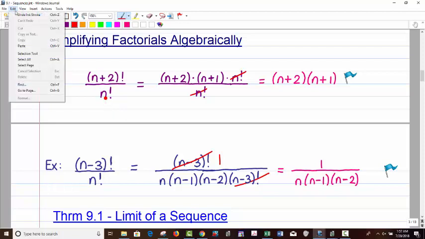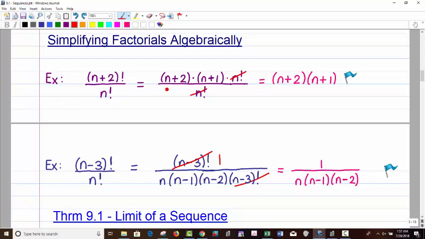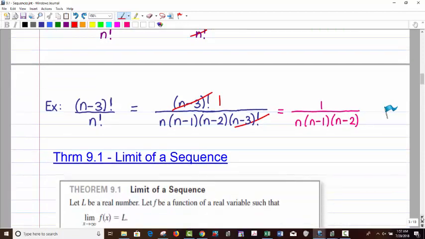So what I want to do is start counting down from here by subtracting 1. I go n plus 2 times n plus 1, subtract 1, I have n. Now I want to stop here because I'm looking to stop with whatever matches the denominator. So if I go n plus 1, then n, I can put a factorial there, and that matches the n factorial on the bottom. They would cancel. So n plus 2 factorial divided by n factorial would always equal n plus 2 times n plus 1.